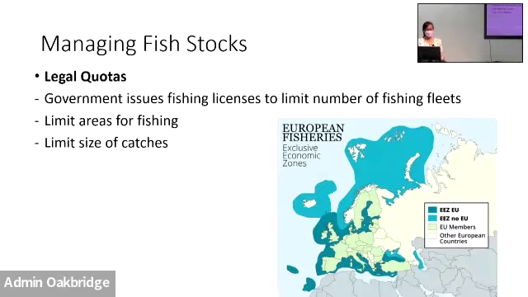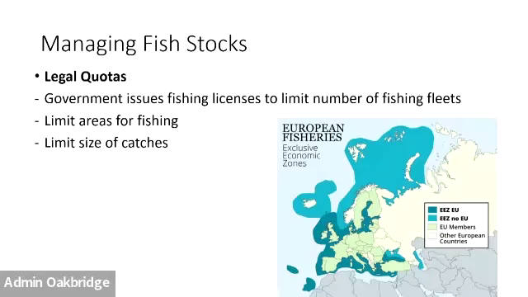Not just that, limit the areas for fishing. All right. So if you're a fisherman, you cannot simply just go as far as you want and catch fish. It's illegal. You're only allowed to catch within a certain radius from your country.